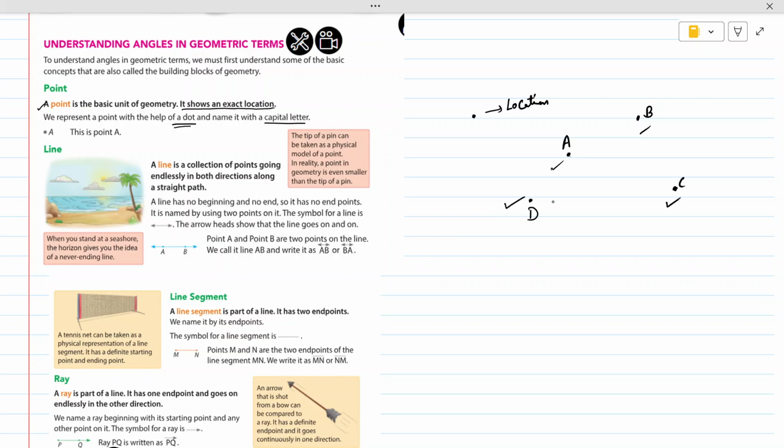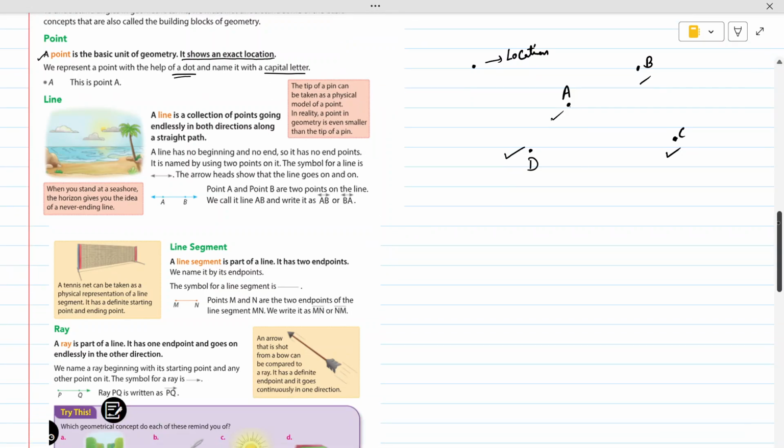This is clear. Now next, what we have here is a line. What is a line? A line is a collection of points. So let's say I have many points, these many points. And now if I try to join these points, what I am getting is a line. A line is a collection of points going endlessly in both directions along a straight path.